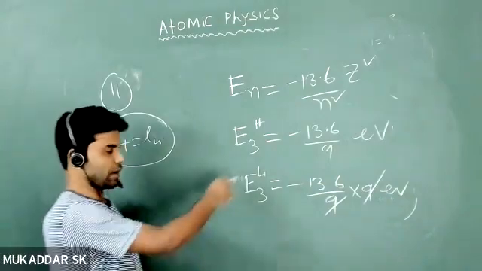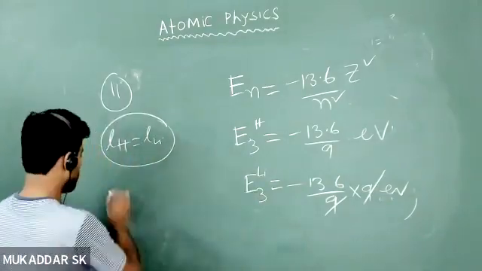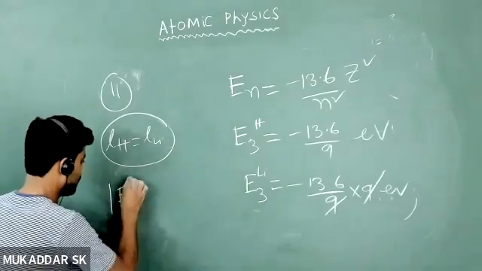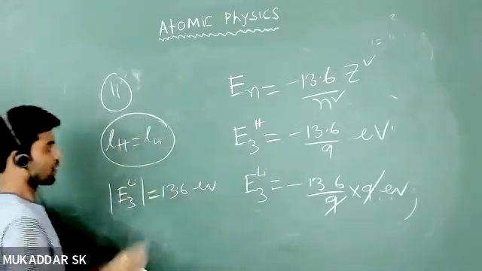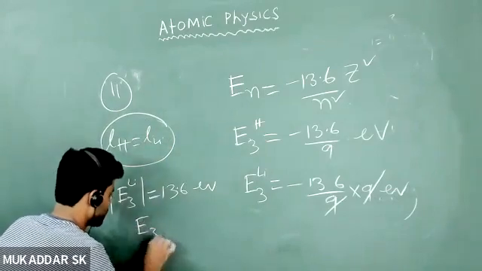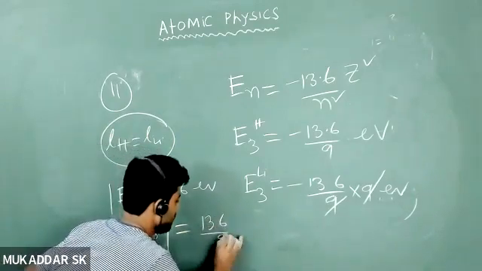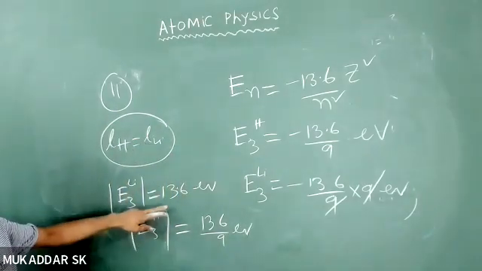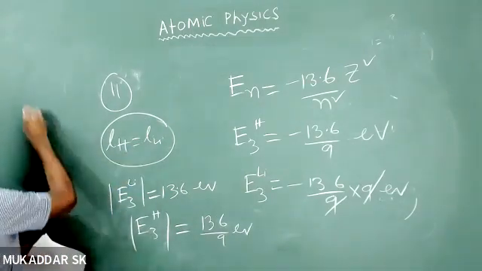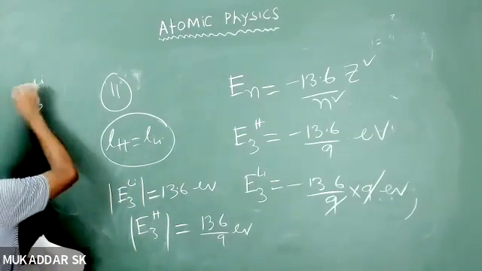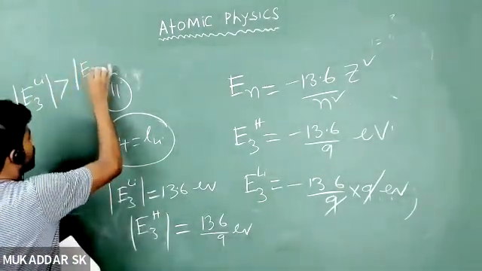Okay. Now if you take magnitude, because they have asked in terms of magnitude, obviously it will have higher magnitude, because if you take mod E3 of lithium, you will get 13.6 electron volt. And for hydrogen, E3 hydrogen will be simply 13.6 by 9 electron volt. And you can easily check that this value is higher than this. So what is the conclusion? Their angular momentum is the same, but mod of E3 for lithium should be greater than the mod of E3 of the hydrogen atom.